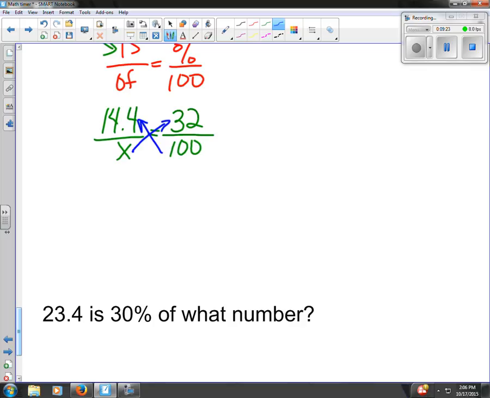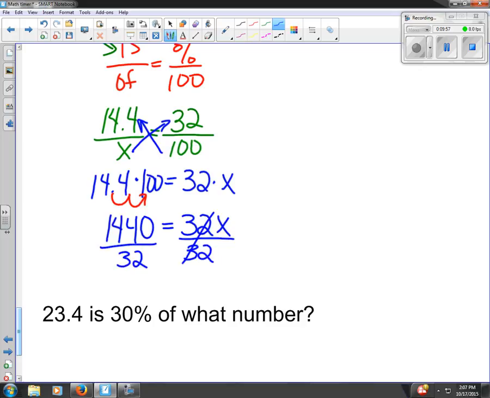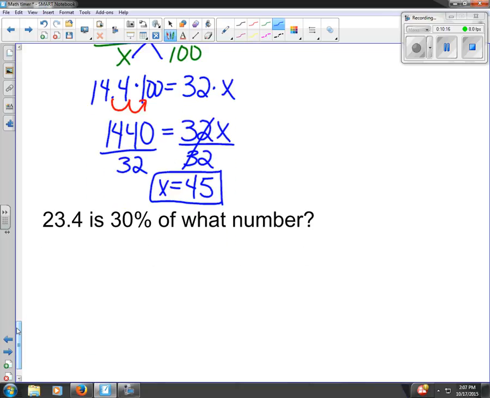Okay, so cross multiply. It's 14.4 times 100 equals 32 times x. 14.4 times 100, so you move the decimal point 2 spaces to the right. So you get 14,000, nope, too many zeros. 1440 equals 32x. Again, using that mental math will make this go a lot faster. You still have to show your work though, like this. Divide by 32, divide by 32. So 1440 divided by 32 gives us x equals 45. Again, it is not a percent, so don't put a percent sign because you're not looking for a percent. You're looking for the of, the whole. Okay? Let's try another one.